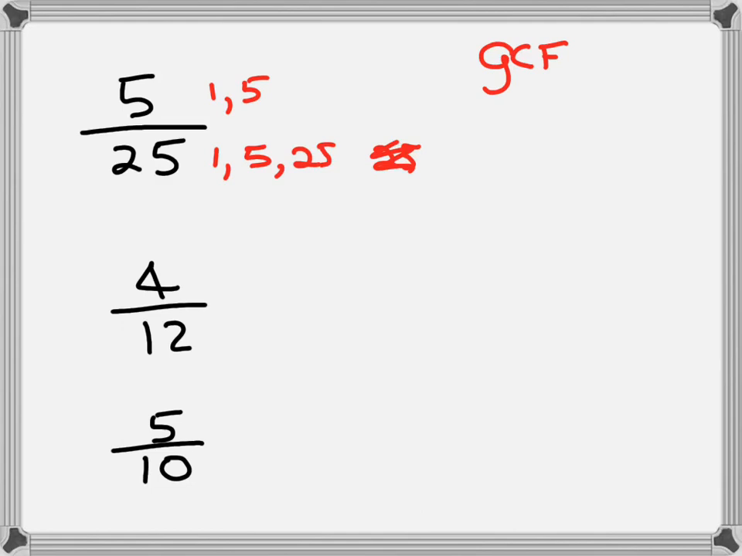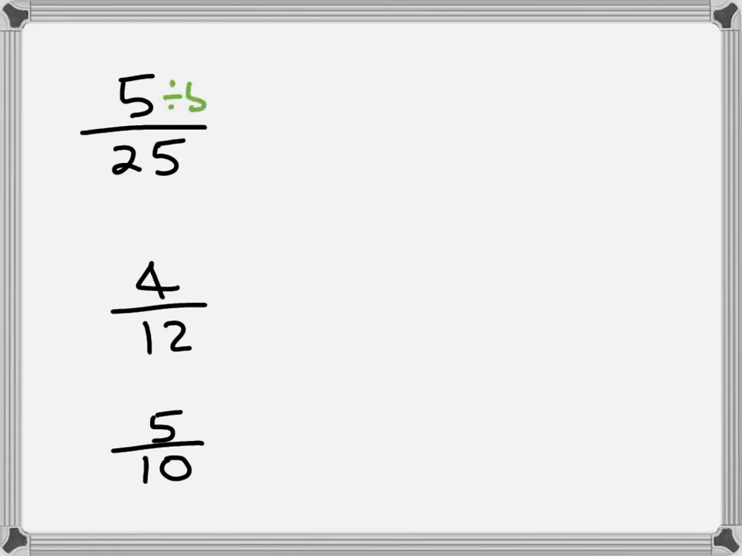So which is the one they share? They share 5. That's the greatest common factor of the top and the bottom. So what are we going to do with it? We're going to divide the top and the bottom by that greatest common factor. Okay, let us have a look. So we're going to divide by 5, divide by 5, and then we're going to have a new answer.